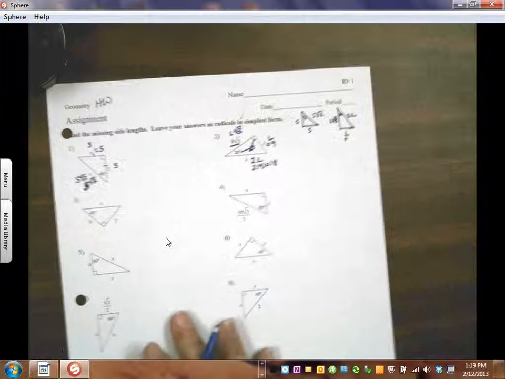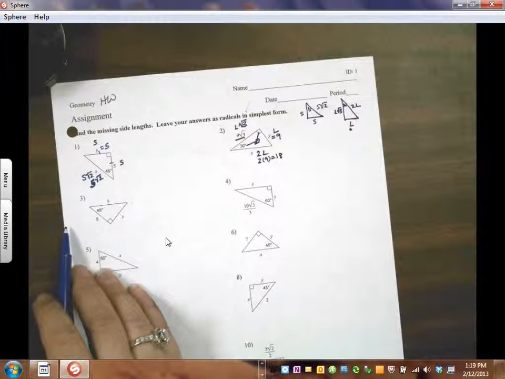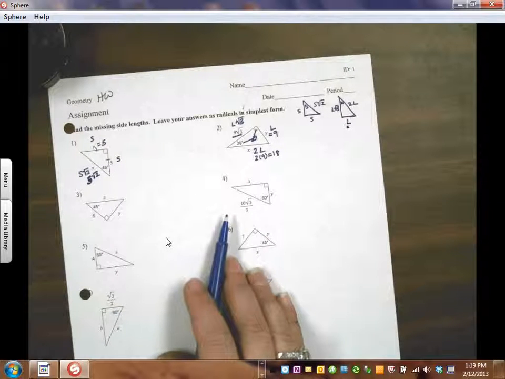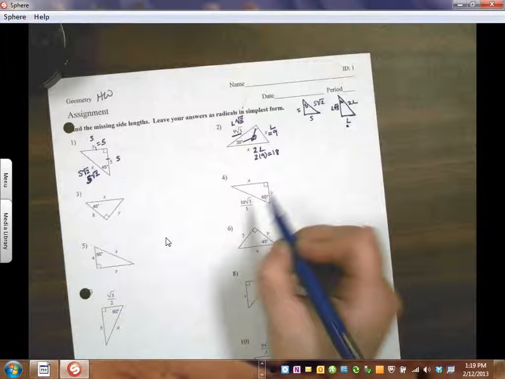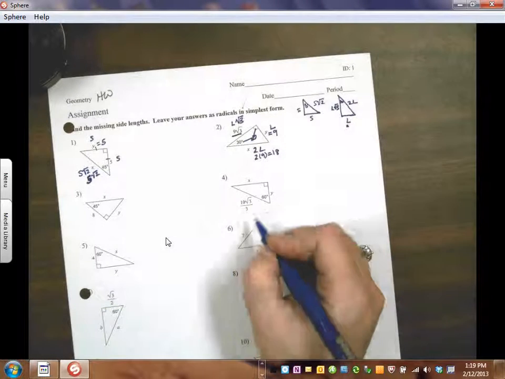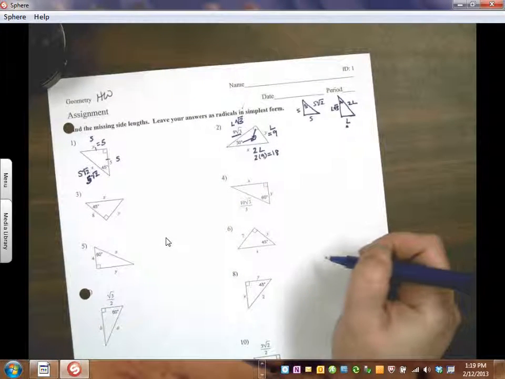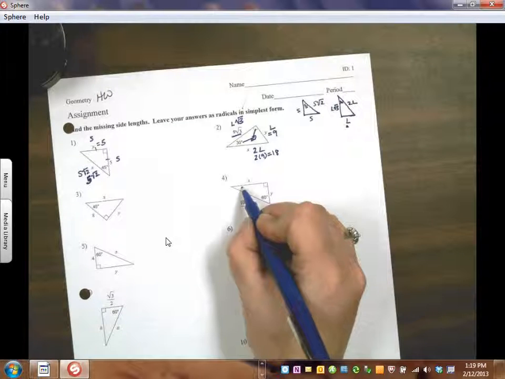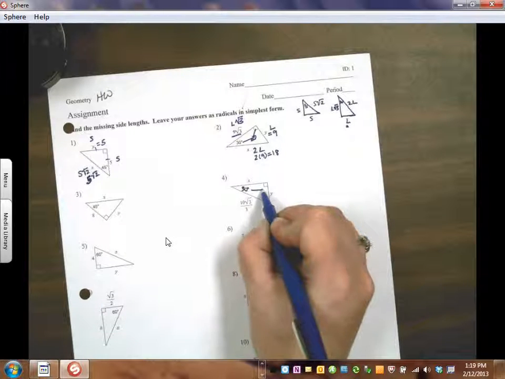Okay, let's look down here at, I want to skip number 3. I don't think it's very difficult. Number 4, on the other hand, is quite a bear, because this is my hypotenuse. Notice we have a 30, 60, 90 triangle. My 30-degree angle isn't even marked. I have to remember where that is.